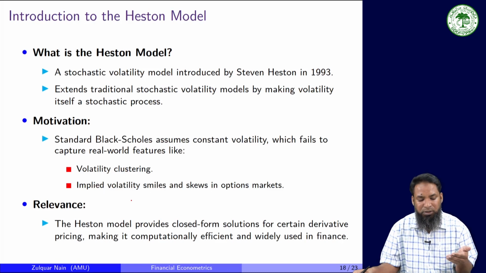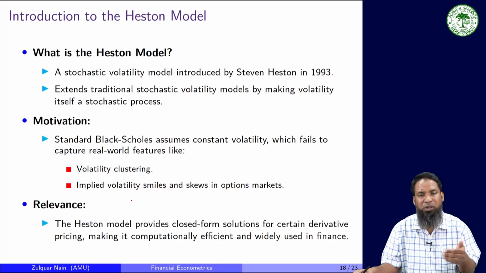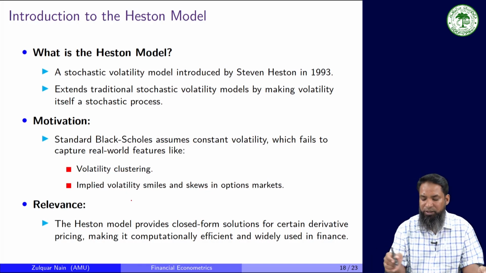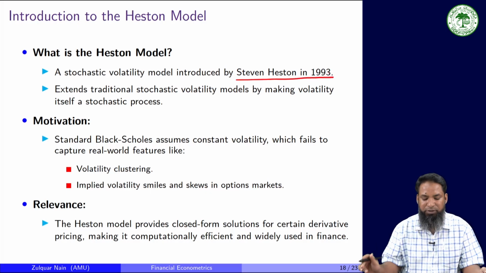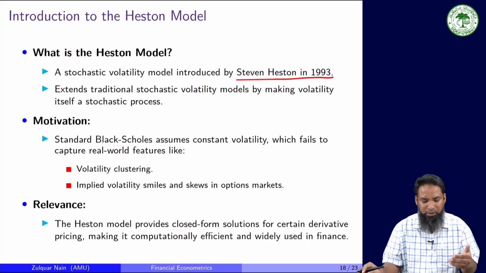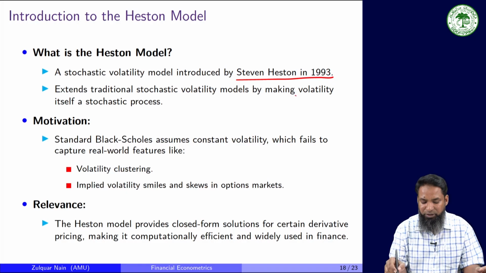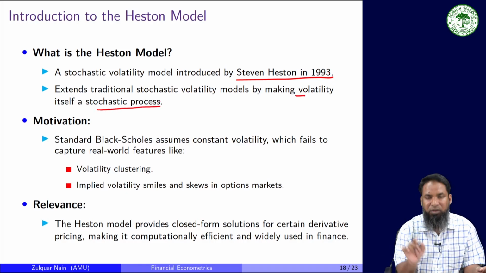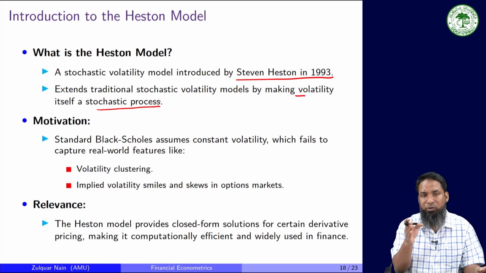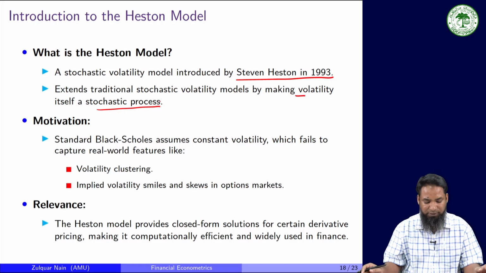Then an interesting extension we have is what we call the Heston model. This Heston model is also an extension of the stochastic volatility model, which was introduced by Steven Heston in 1993. As we have talked, it is an extension. It extends the traditional stochastic volatility model by making volatility itself a stochastic process, rather than adding a stochastic term here.